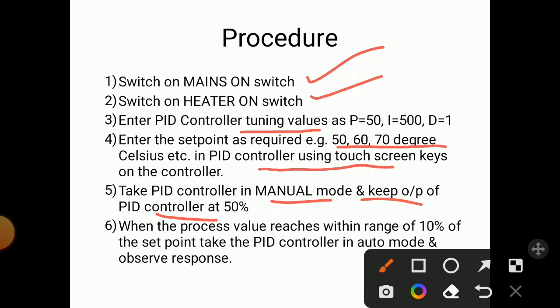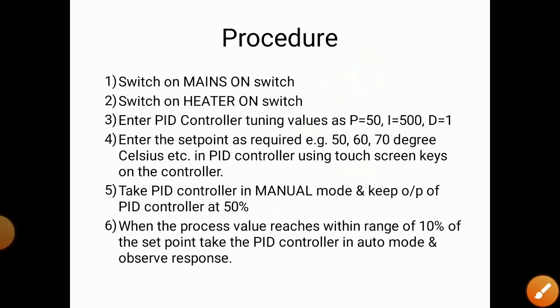Now the last point: when the process value reaches within the range of plus or minus 10% of the set point, take the PID controller in auto mode and observe the response. This is the last step. When the process value reaches within 10% of the set point, at that time we have to take the PID controller in auto mode and observe the response. This is the procedure.